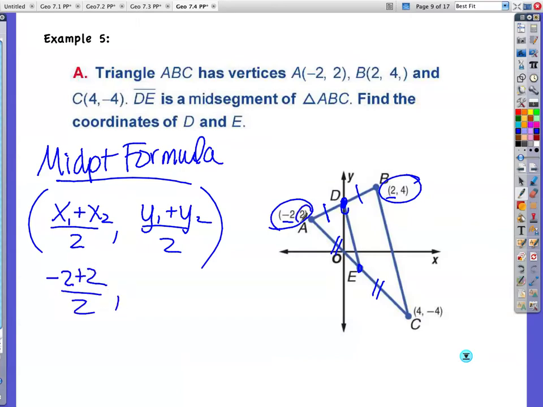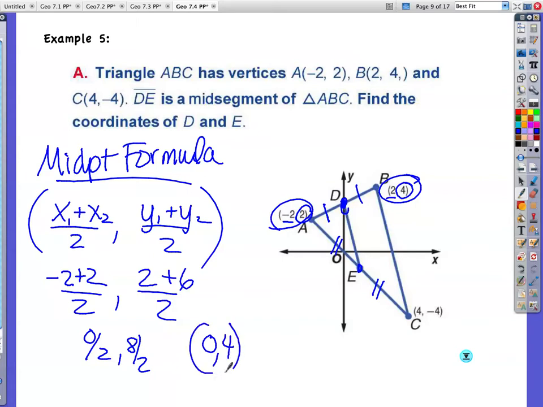And then you take this 2 and this 4, add them together, because they're my Y values, and then divide by 2. So -2 plus 2 is 0. 2 plus 6 is 8. Never leave anything non-reduced in Mrs. Talley's class. 0 divided by 2 is just 0. 8 divided by 2 is 4. So the midpoint right here is at 0, 4. Isn't that like a y-intercept? It's on the y-axis, so 0, 4 makes perfect sense.